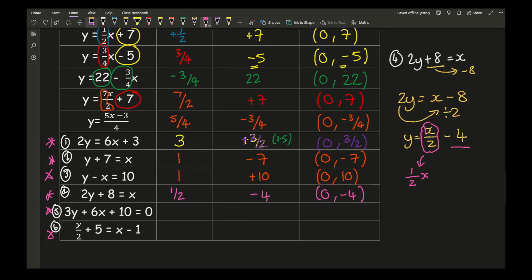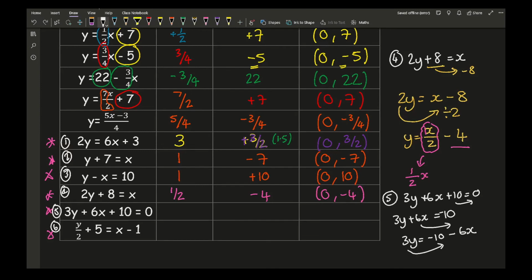Now moving on to question 5, this one's a little bit more sort of demanding. So here we've got 3y plus 6x plus 10 equals 0. So again, the first thing I want to do is get rid of the 10. So I've got 3y plus 6x equals minus 10. Then I get rid of the 6x, which is adding. So I've got 3y equals minus 10 minus 6x. And I'm going to divide everything by 3.